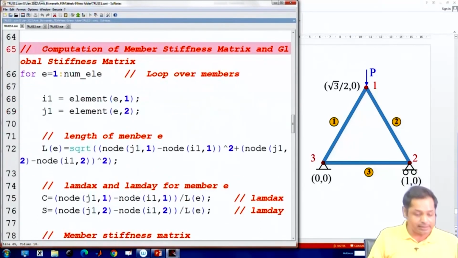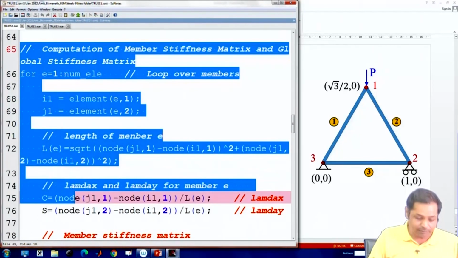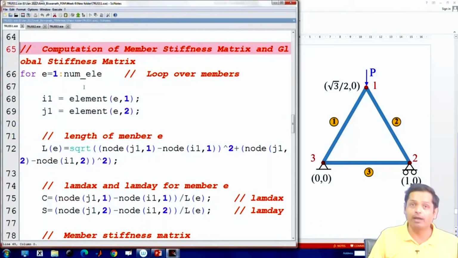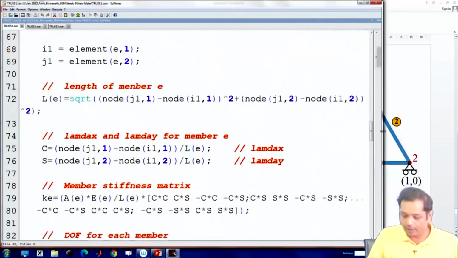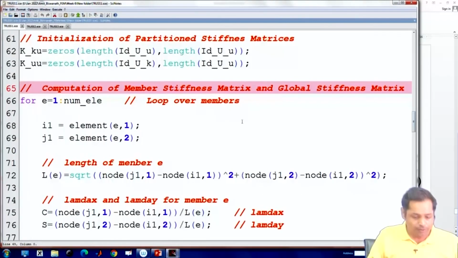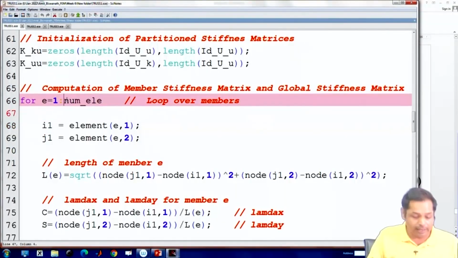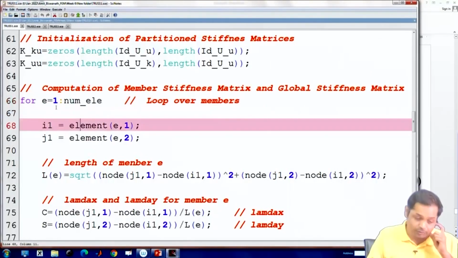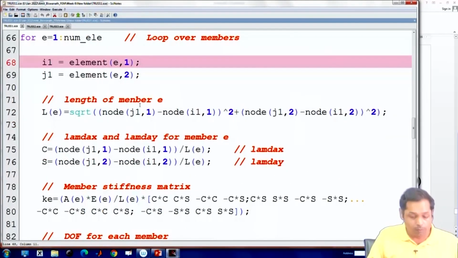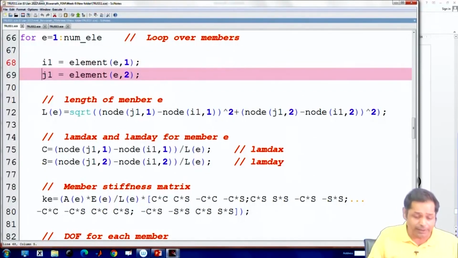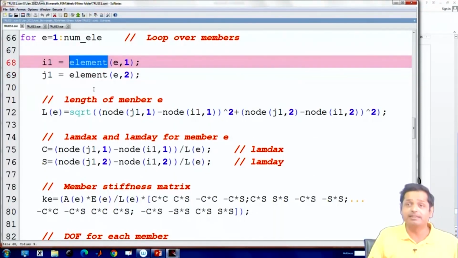Now this loop is calculating the element stiffness. We don't have to store the element stiffness matrix anywhere. At runtime, we calculate the element stiffness matrix and, based on the connectivity, populate the global stiffness matrix. Now let's see how it is done. The loop has to be done over all the elements. So num LE is the number of elements we have in the system, and the loop is from 1 to num LE. I1 and J1: if you recall, the element array stores the information about the element connectivity.